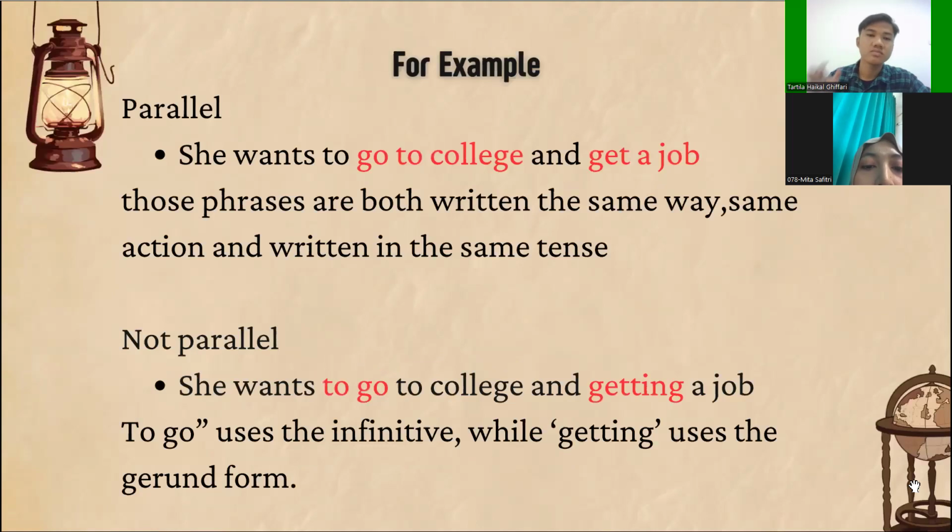And the next example is: she wants to go to college and get a job. Those words are both within the same actions and written in the same tense. Go to college and get a job. The sentence is parallel. And next, she wants to go to college and getting a job. The sentence is not parallel because to go uses the infinitive while getting uses the gerund form.